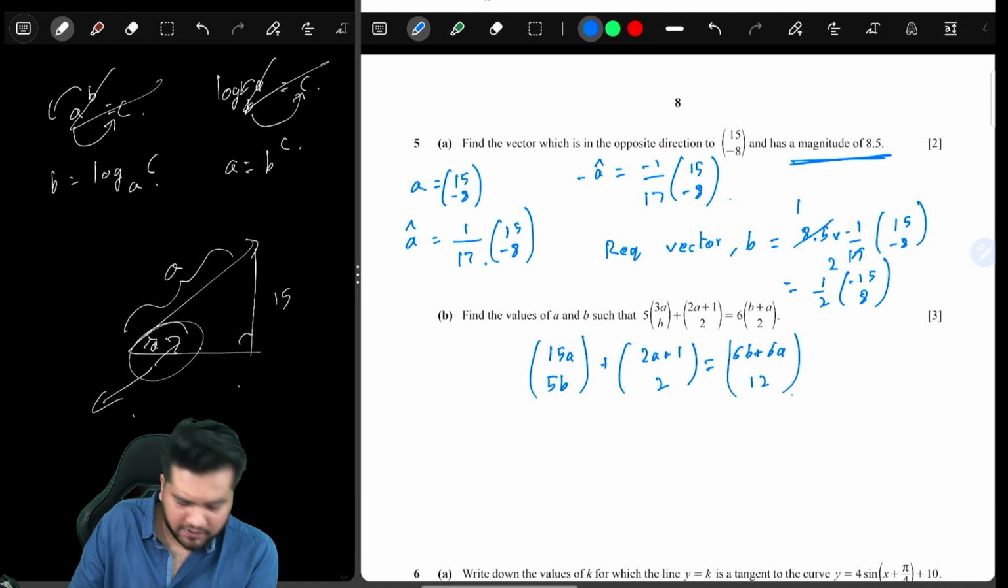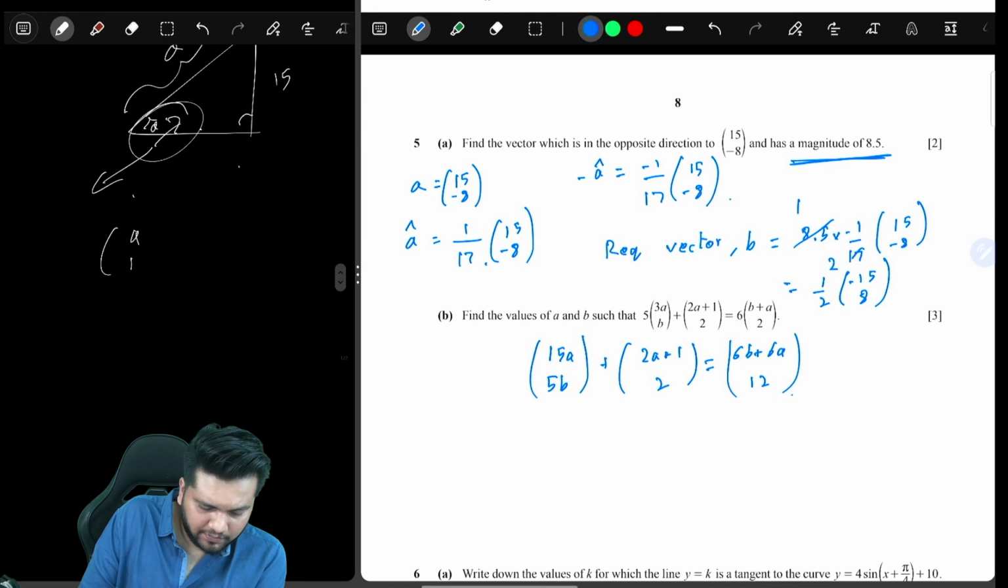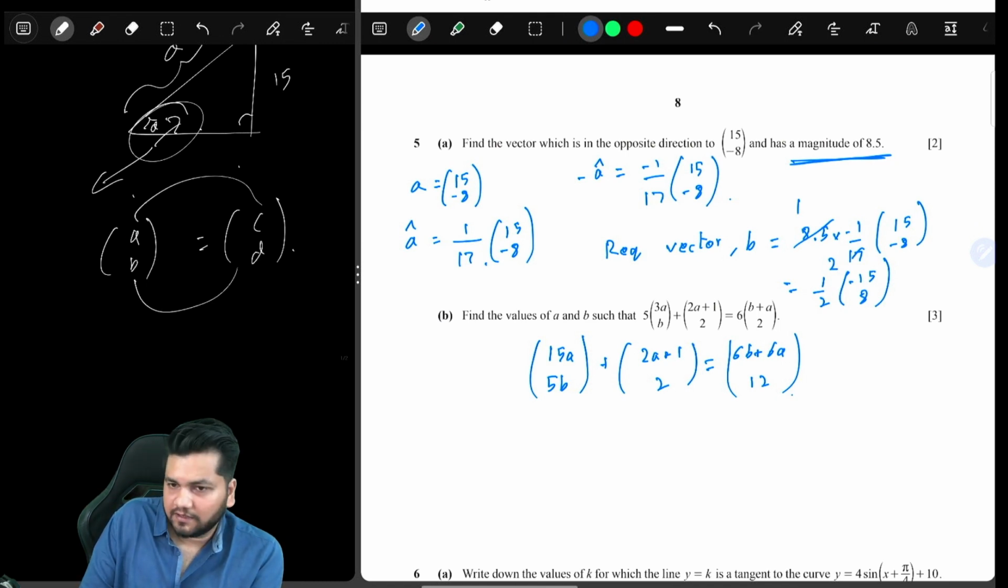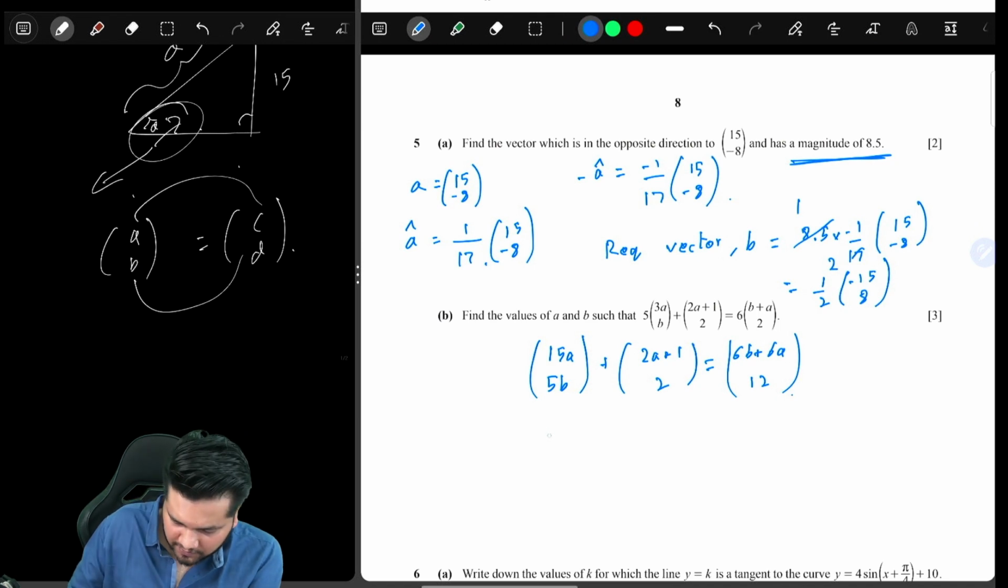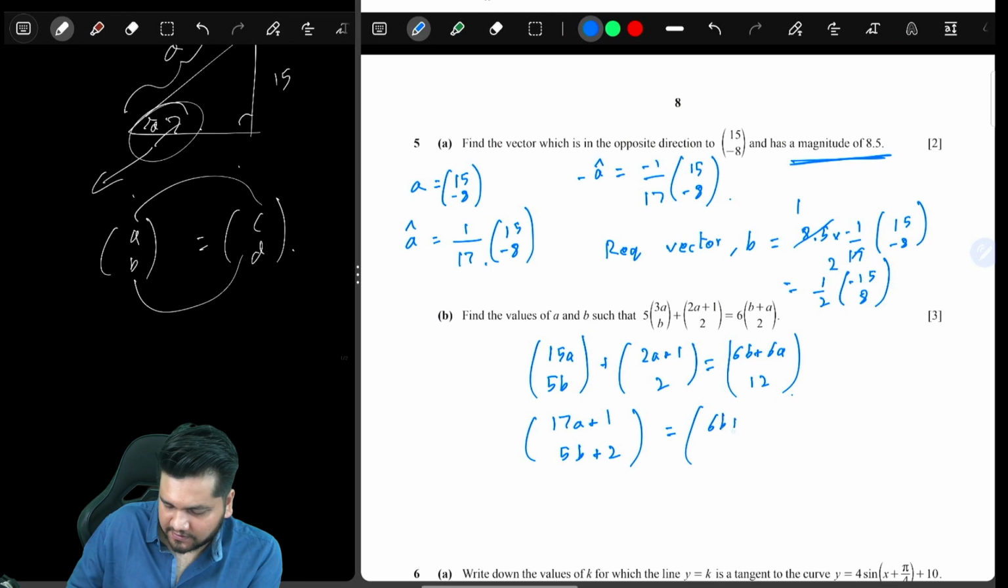Now obviously if AB is equal to CD, then definitely A is equal to C and B is equal to D, of course. So it's going to be what? Here I'll just make it 15A plus 2A, 17A plus 1. And this is going to be 5B plus 2, which is equal to 6B plus 6A and 12. Now you just have to solve both the equations.